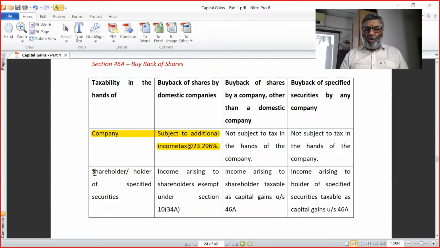The shareholders are going to enjoy an exemption under section 1034. But if it is not buyback of shares, it is buyback of other instrument, other securities. Though I call it a buyback, it is like a redemption, in which case it is taxable here in the capital gains chapter, in the hands of the shareholder and not in the case of the company. So, company is taxable for buyback of shares. The provisions we are going to discuss in 115QA when we do assessment of companies.